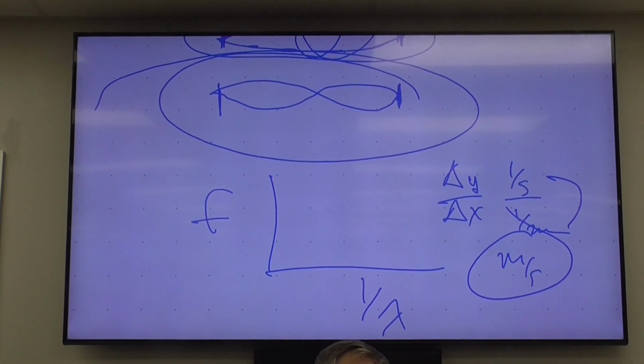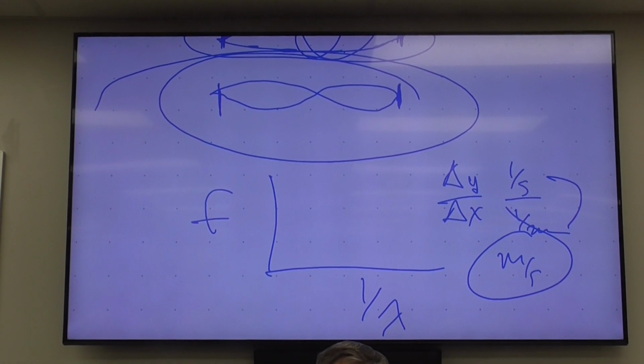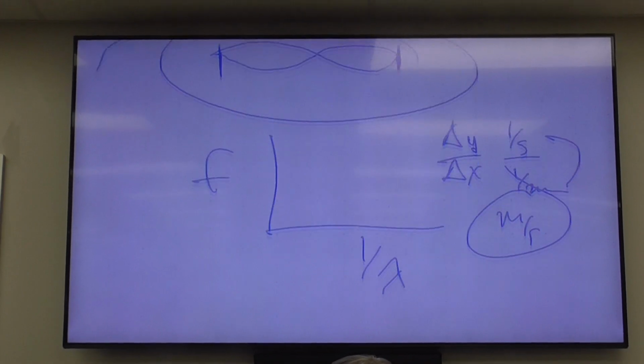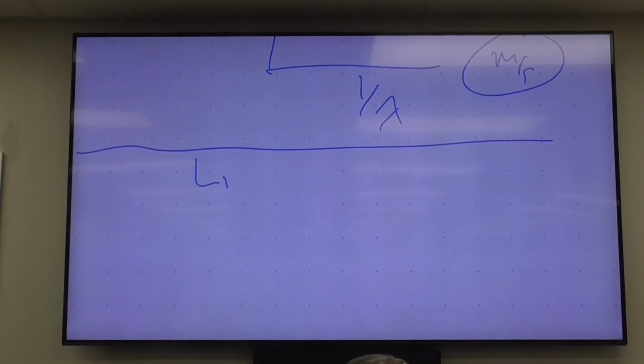Don't worry, I had the greatest vertical speed. Where's it moving up and down the fastest? It's the antinodes. The nodes don't move.